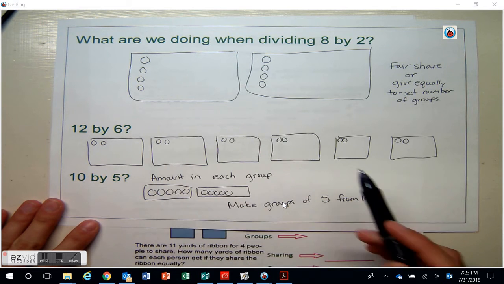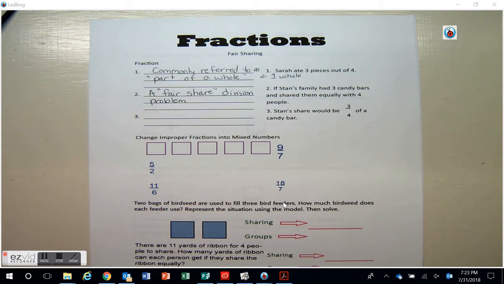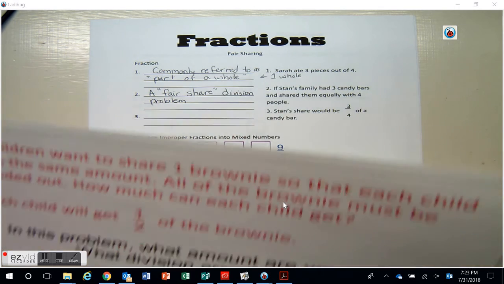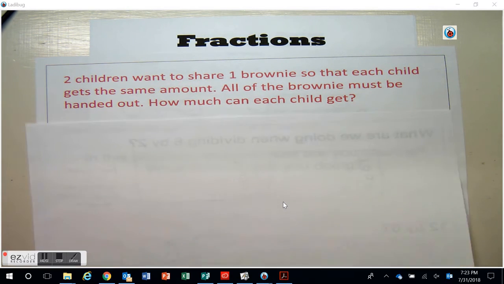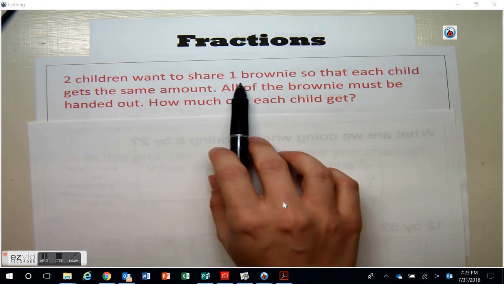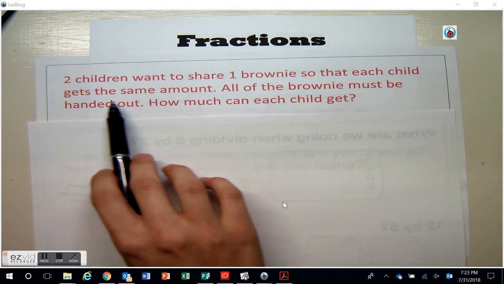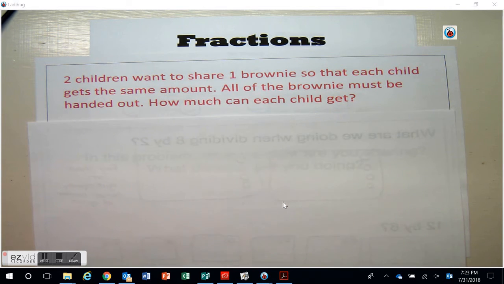So let's look at our second way of viewing fractions, which is a fair share division problem.